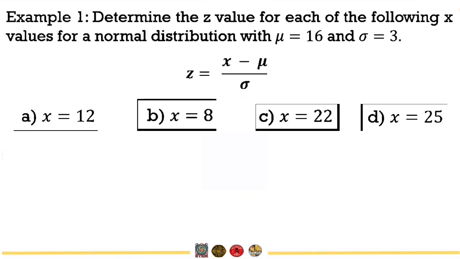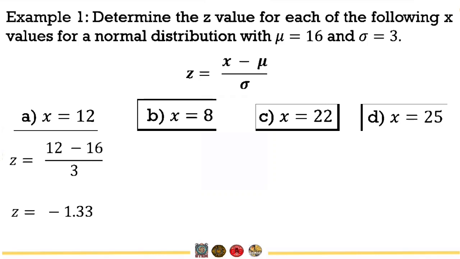So let's try. Using the formula, 12 minus 16. What is 12 minus 16? And by the way, if the data or the x value is below the mean, therefore the z-value is a negative value. Why? Because the raw score is below the mean, so it's negative 1.333, or negative 1.33 approximately.